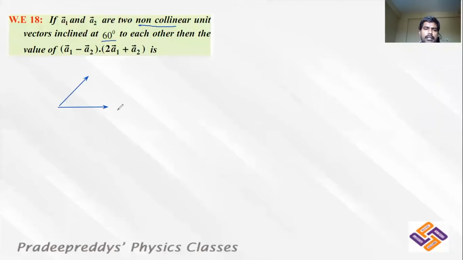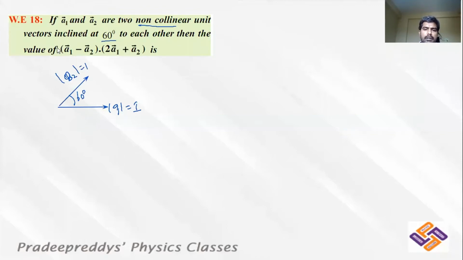The magnitude of A1 is equal to 1, given in the problem, and this is A2, whose magnitude is also 1. These vectors are unit vectors which are non-collinear. They are not in the same straight line; they are in different lines. Now I want to evaluate (A1 minus A2) dot (2A1 plus A2).